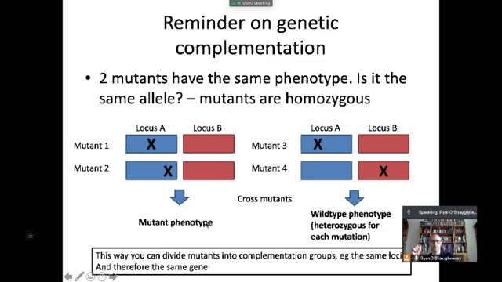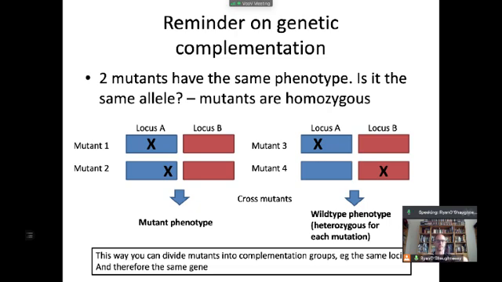a mutant phenotype. However, if mutant 3 had a homozygous mutation in locus A and mutant 4 had a homozygous mutation in locus B, when we mate those two together, because then they would be heterozygous for each mutation, what would happen then is you would see normal phenotype.